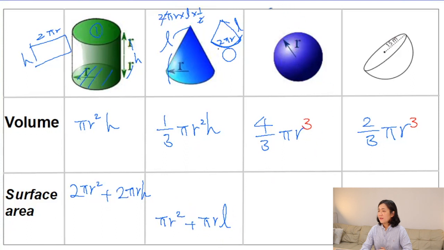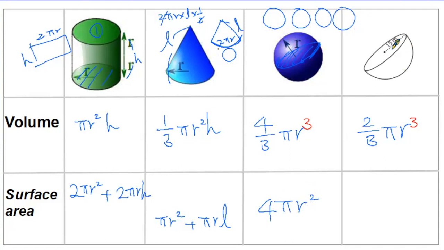Then the sphere surface area, remember the orange, right? We can come up with 4 circles, 4 cross sections. That will be 4 pi r squared. Then the last one is the surface area of the hemisphere. Half of the surface area of the sphere is 2 pi r squared. Then remember you've got one more cross section, that's pi r squared, so 3 pi r squared is the formula.